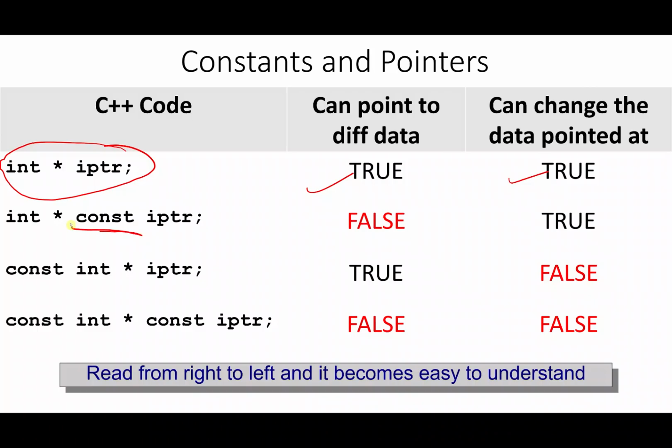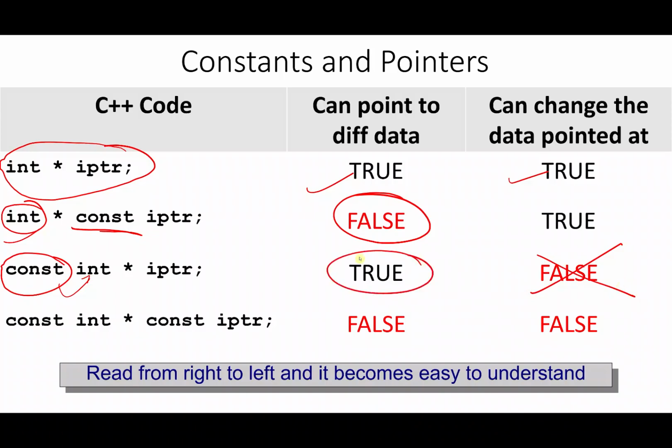Now, const ptr can point to different data? No. But can we change the value inside? Yes. If const comes before the data type, can we change the value inside? No. Can we point to a different data? Yes. If we have const before the data type and const before the pointer name, then you cannot point to different data and you cannot change the data inside.